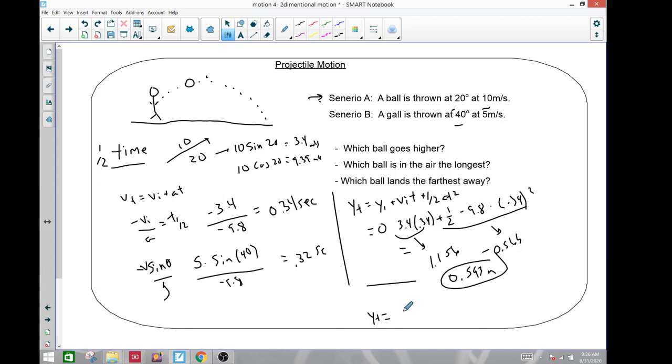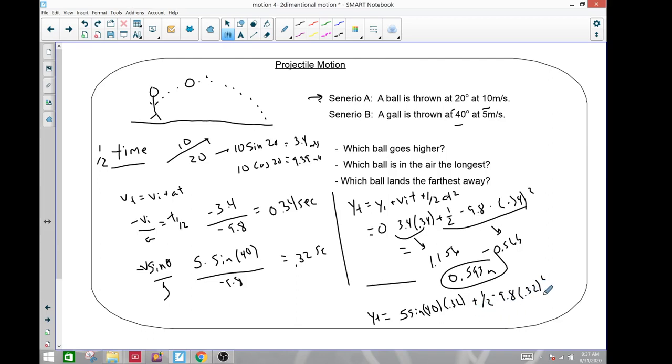5 times the sine of the angle, which is 40 degrees, okay, nice, times the time in the air, which is this guy there, 0.32, plus 1/2 times negative 9.8, the acceleration of gravity, and I just need time squared, which is 0.32 squared. Okay. All right, let's put all these numbers together here.